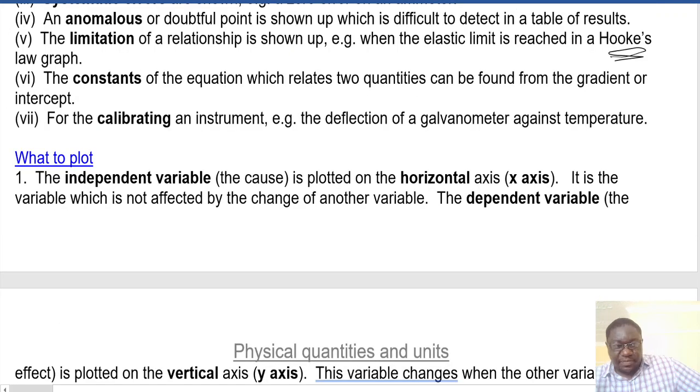Also, graphs enable you to find constants of the equation which relates quantities. You can find these by analyzing the gradient and the y-intercept. Also, graphs are used as calibrating curves, or calibration curves. That is to find an unknown point when you have the graph like that.